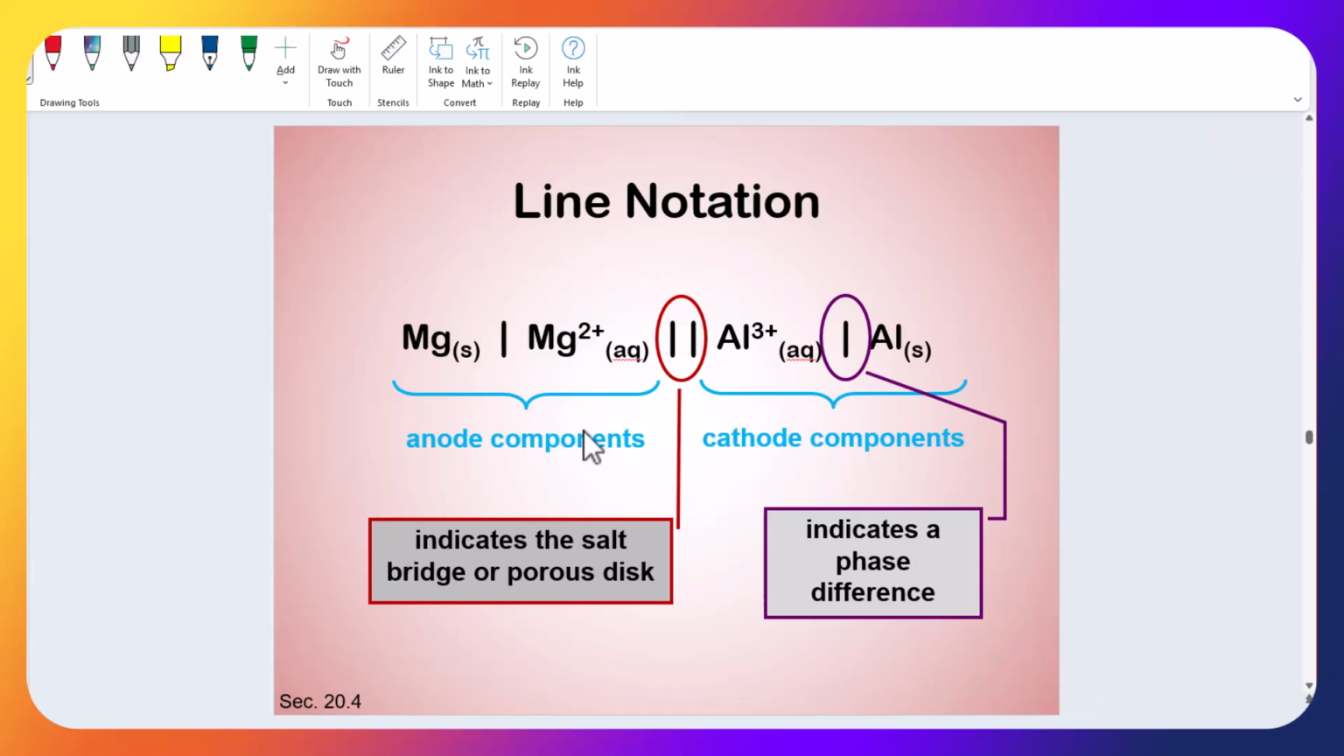I think this is a good place to end this one, and then we'll make a third and final video for electrochemistry, starting with line notation.